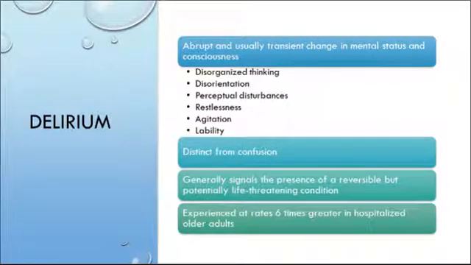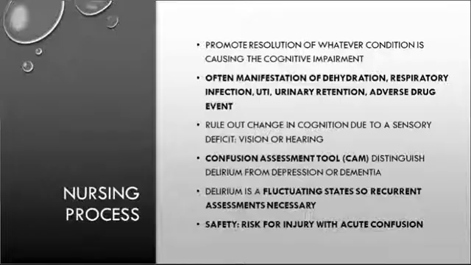And in delirium in children, febrile illnesses account for the greatest percent of it, and you want to encourage the family to stay with them. So you have your nursing process: promote resolution of whatever condition is causing it, often a manifestation of dehydration, respiratory infection, UTI, urinary retention, adverse drug events, and in children, fevers. Rule out change in cognition due to vision or hearing. I mentioned that before. That is very key also.